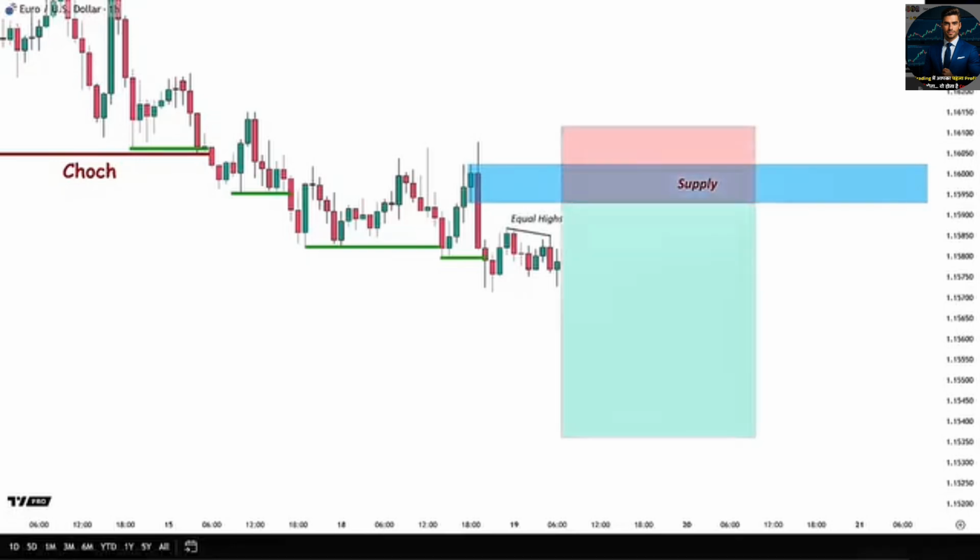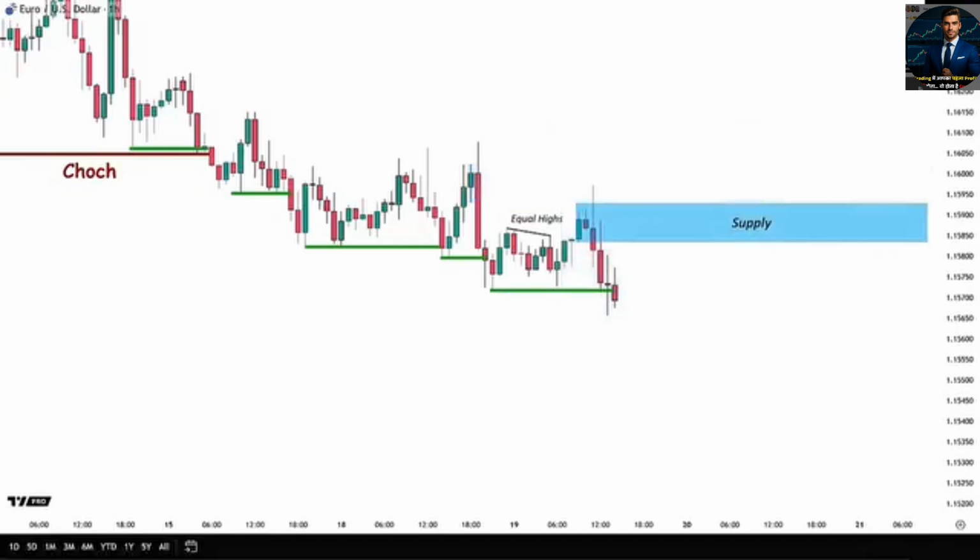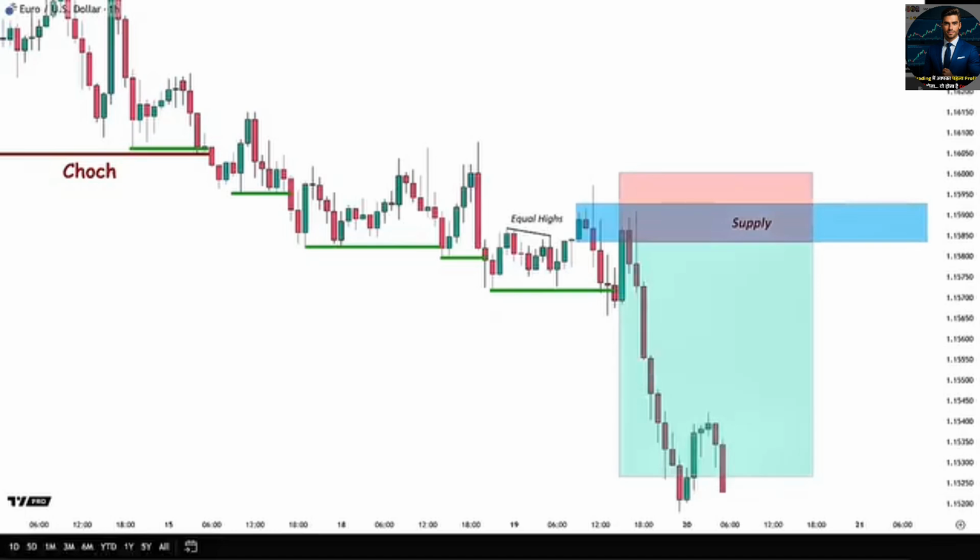If the price pulls back into the supply zone, it will give us an entry. Once again, we get a breakout, and a new supply zone forms. We can enter short trades until the price reaches the next important level ahead.